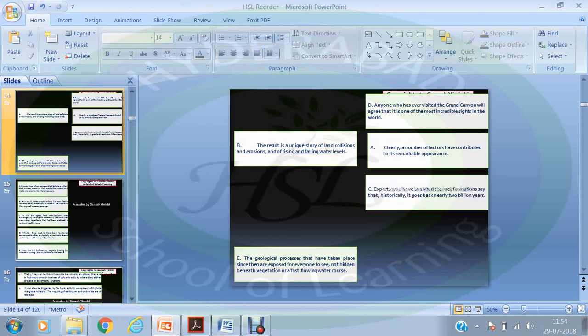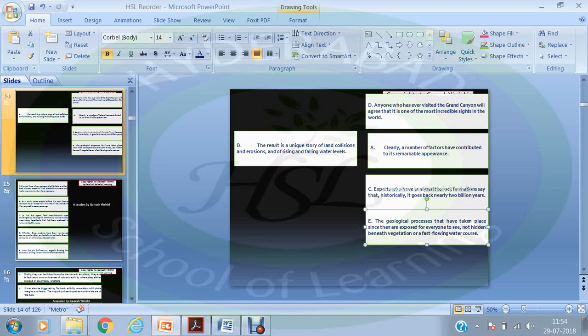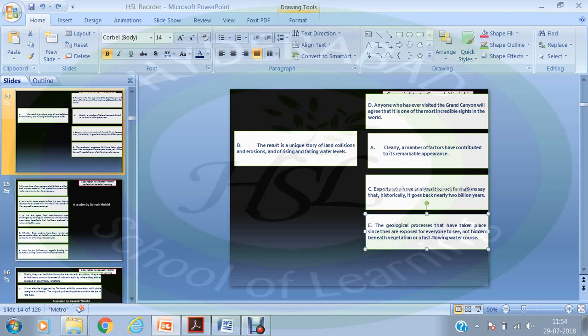"Experts who have analyzed the rock formation say that historically it goes back nearly 2 billion years." Here we see 2 billion years. That's a time indicator. Then immediately we have a time indicator, and "since then" makes a reference to the previous sentence. So let us prove it. And at the end, you can always put it.